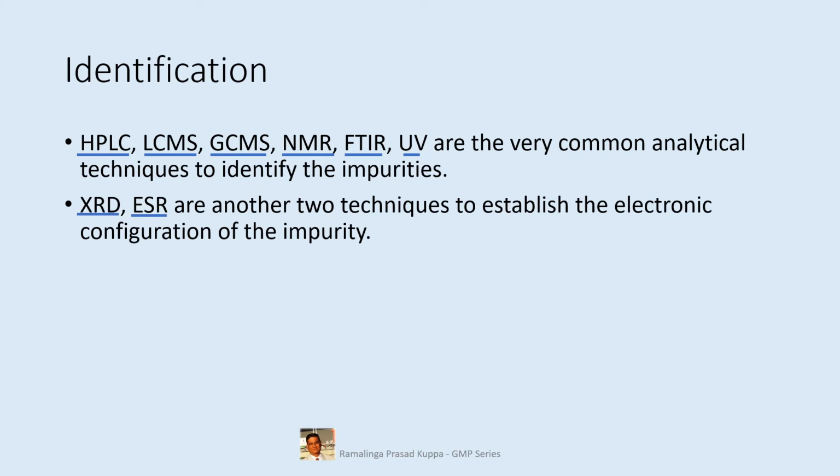XRD, ESR are another two important techniques to establish the electronic configuration of the impurity. XRD technique provides the information on the crystal structure of the compound. It also provides information on polymorphism. Electron spin resonance, the ESR, is another technique to establish the identification of the material.